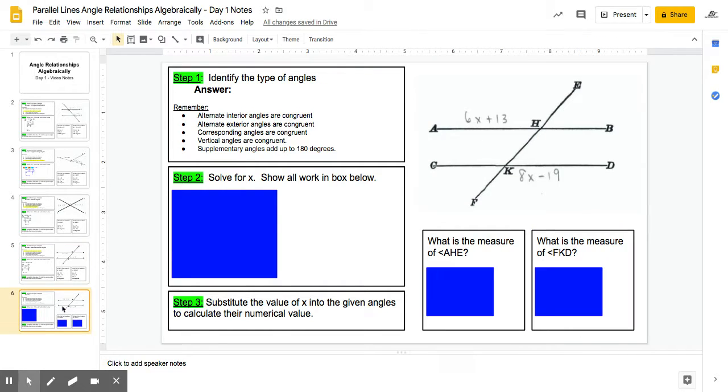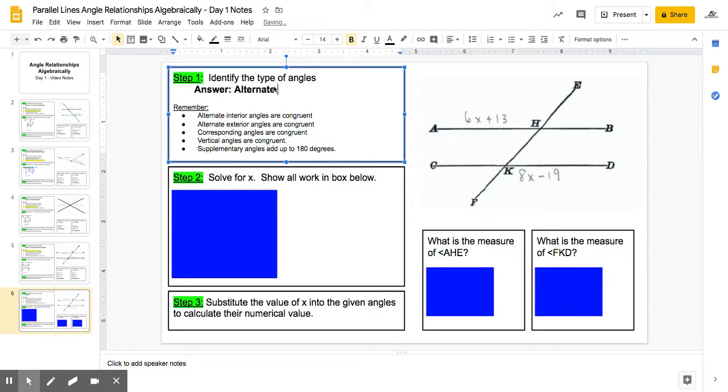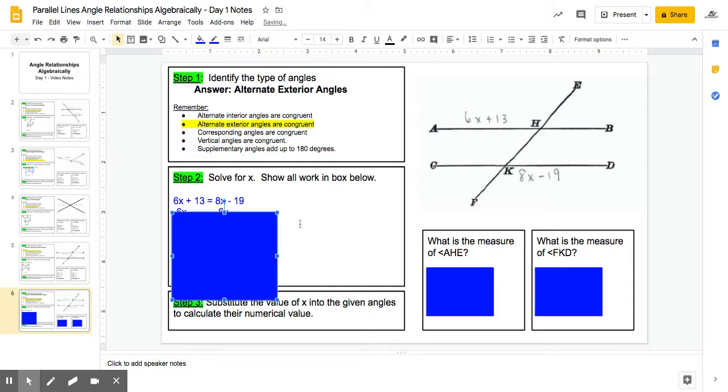Okay, we'll do one more. First, identify the type of angle relationship that we have. Well, this angle 6x plus 13 and this angle 8x minus 19 are on the exterior of these parallel lines, and they're on opposite sides of the transversal, making them alternate exterior angles. We need to know that alternate exterior angles are congruent to each other, so we highlighted that in the text box. Congruent means equal. So again, I'm going to set these two angle measures equal to each other like I did here.